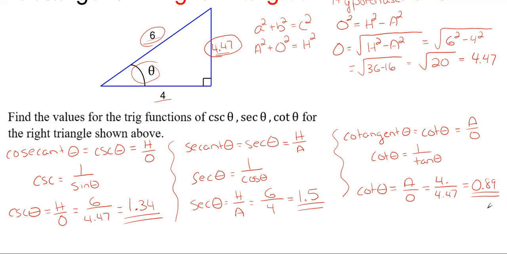So I hope this video was helpful in explaining what the cosecant, secant, and cotangent are relative to a right triangle.